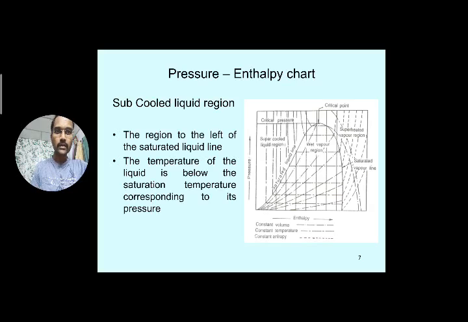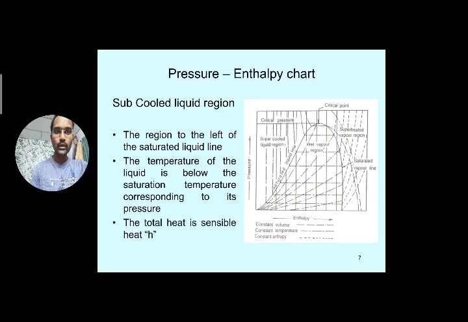So the temperature which is not reaching the saturation point, the temperature which falls in the subcooled region, is taken as subcooled. That is, it is below the saturation temperature corresponding to its pressure. So taking a reference to the pressure, you can plot in the graph where the temperature is less than the saturated temperature.